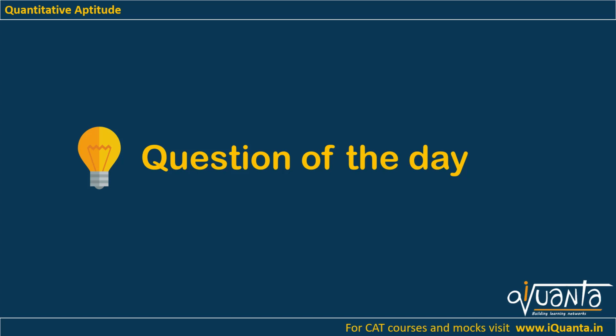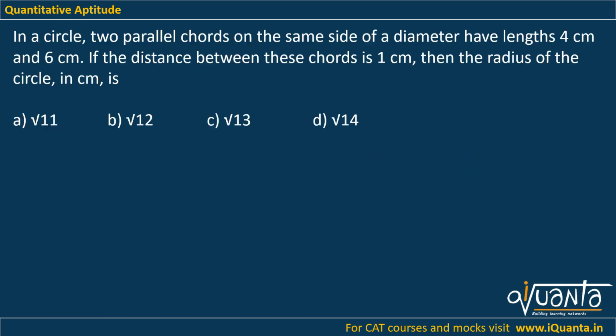Hello everyone, today's question of the day is based upon circles. We'll come across a few properties of the circle as well as some components of a circle like chords. The question is, in a circle, two parallel chords on the same side of the diameter have lengths 4 cm and 6 cm. If the distance between these chords is 1 cm, then the radius of the circle in centimeters is. Now this is a PASCAT question, but it's not very tough.